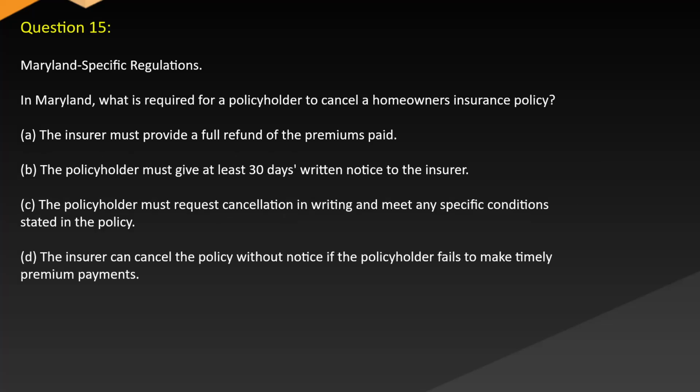Question 15. Maryland-specific regulations. In Maryland, what is required for a policyholder to cancel a homeowner's insurance policy? A. The insurer must provide a full refund of the premiums paid. B. The policyholder must give at least 30 days written notice to the insurer. C. The policyholder must request cancellation in writing and meet any specific conditions stated in the policy. D. The insurer can cancel the policy without notice if the policyholder fails to make timely premium payments.